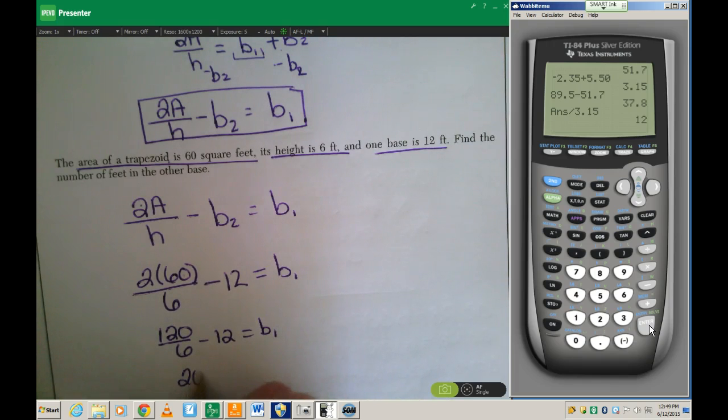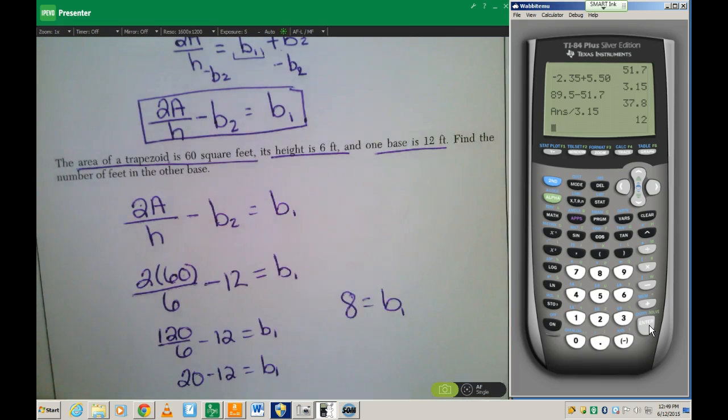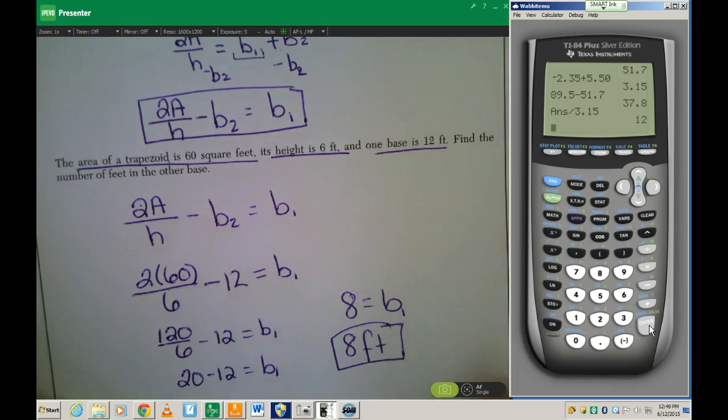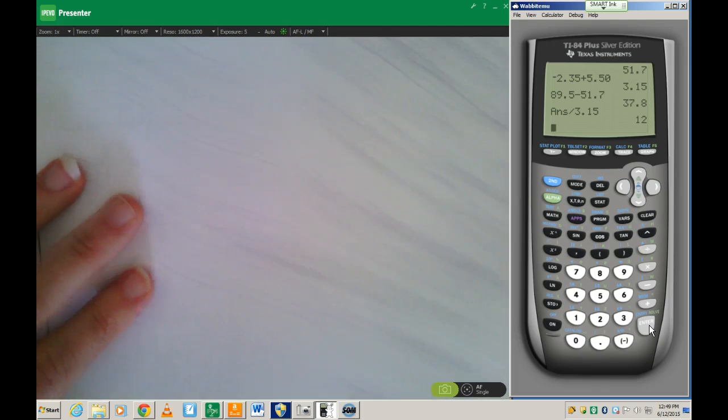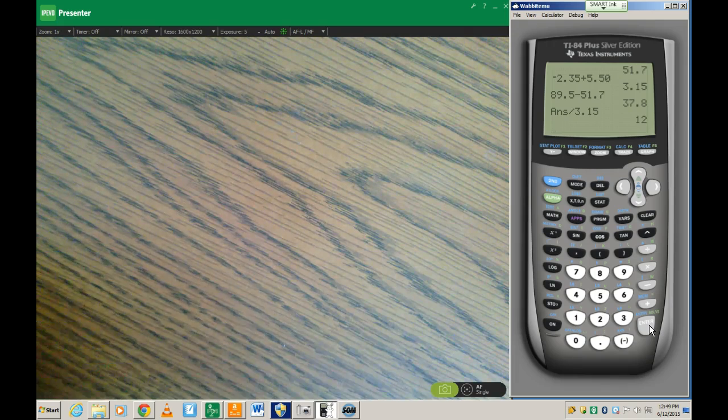120 divided by 6 is 20. And I'm going to be left with 8 equals base 1. So the other base, we're going to say 8 feet. The other base is 8 feet. And we're done. That one was easier. That was 4 points. Here is another 4-point question.